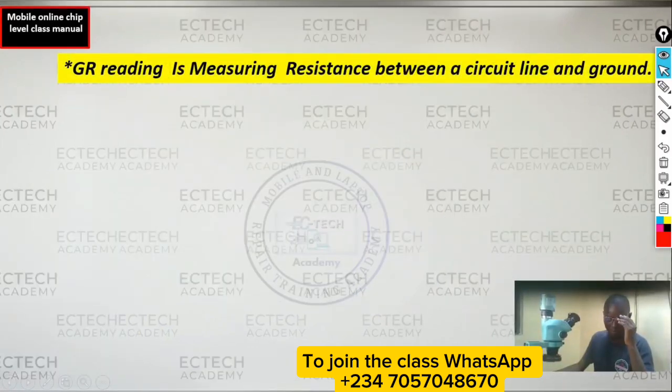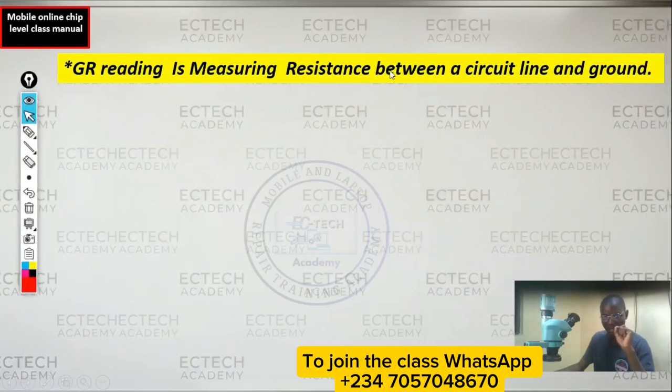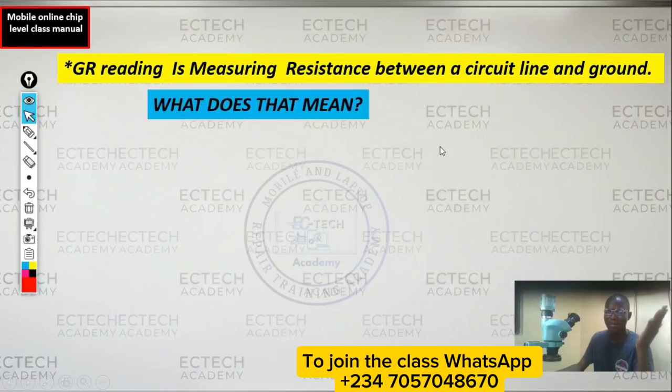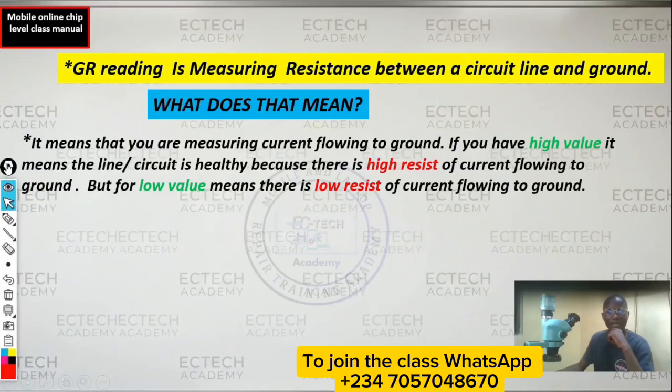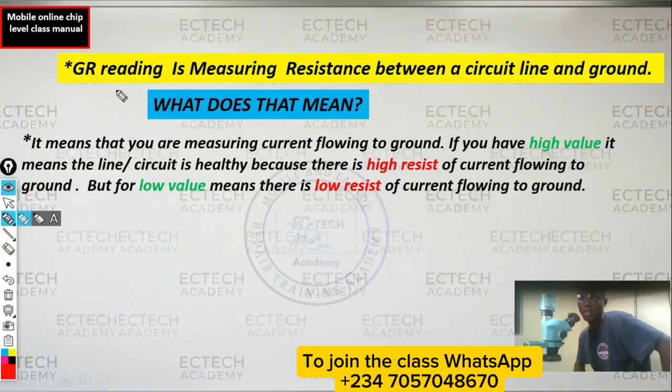When we are talking about GR reading, we said that GR reading is measuring the resistance between a circuit line and the ground. So what does that mean? It means that you are measuring the current flowing to the ground. If you have a high value, it means the line of the circuit is okay because there is high resistance to current flowing to ground. But a low value means there is low resistance to current flowing to ground. You understand that? That's why GR reading is one of the best methods of the multimeter to find a fault, to check any line condition.